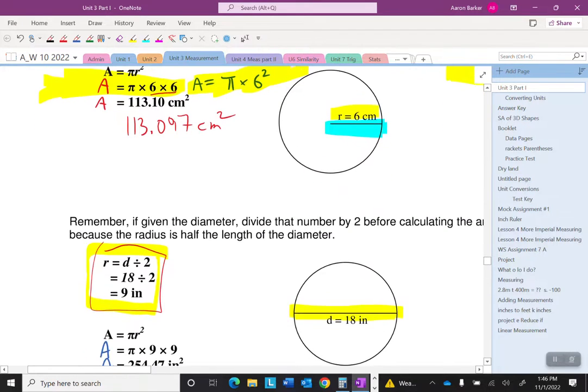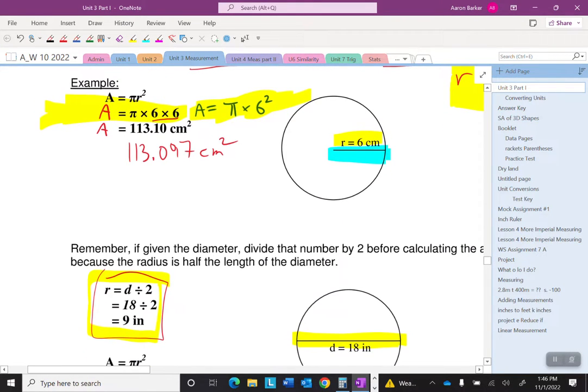This one is straightforward, except the first thing you have to do is find the radius. So diameter divided by 2, 18 divided by 2, radius is 9 inches. And we know that not only because it says d equals, but also because the line goes all the way across. So the diagram can help you. There are two ways to tell you that's the diameter.